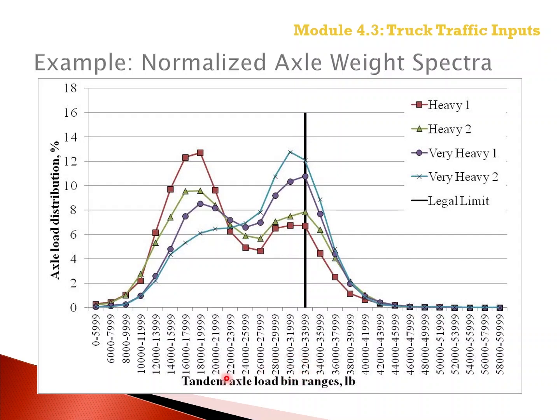And this is just displaying the normalized axle load distribution factors that are used in Pavement ME for the different axle load intervals and the percentages of those axles within that axle load distribution.